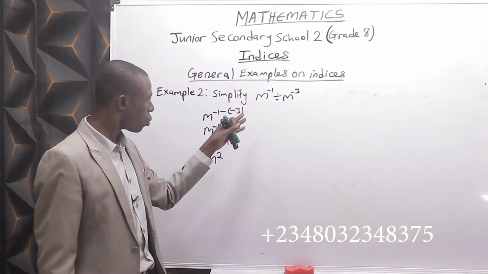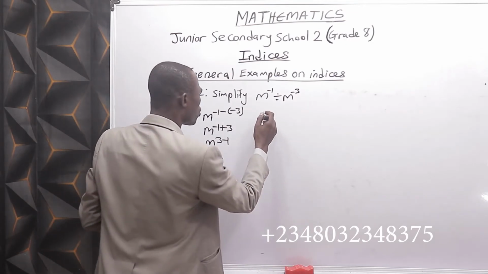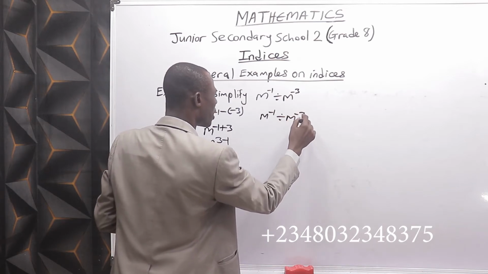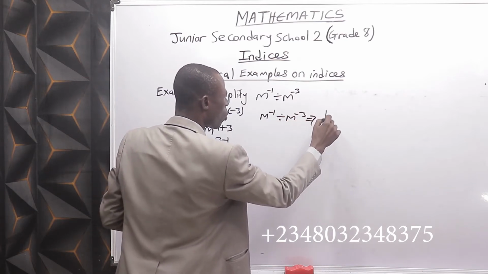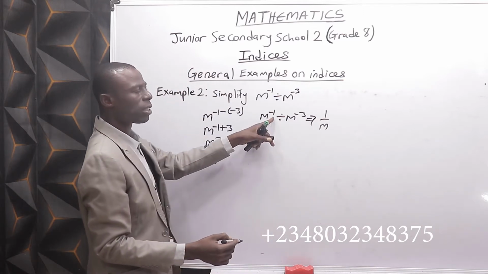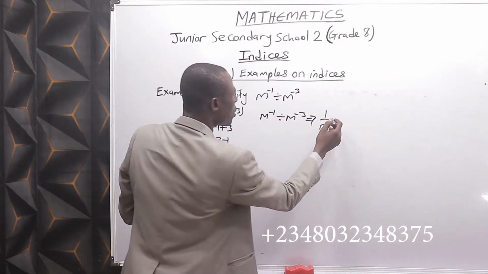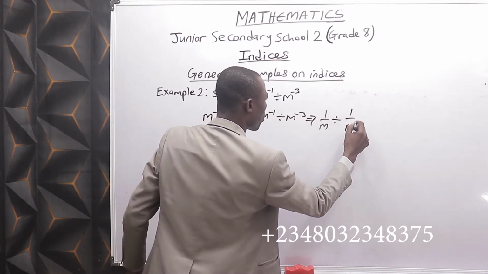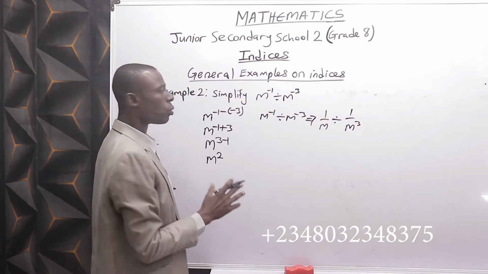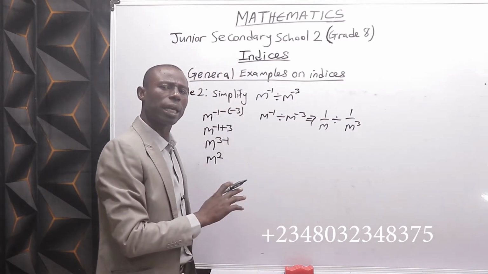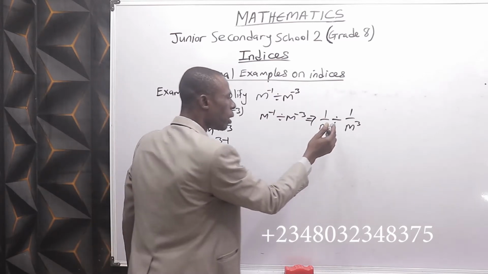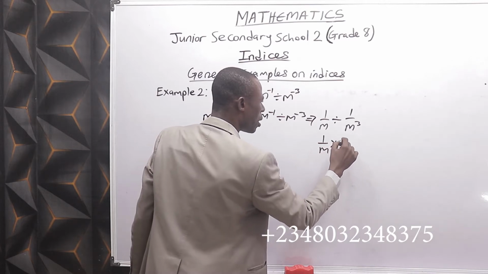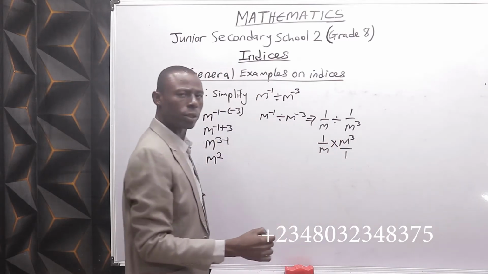The second approach to this same question is when you rewrite m raised to the power negative 1 divided by m raised to the power negative 3 using 1 over m. M raised to the power negative 1 is rewritten as 1 over m, divided by m raised to the power negative 3, which is rewritten as 1 over m raised to the power 3. I think this is not strange to you. So you can now apply the normal principle in division as 1 over m times m raised to the power 3 over 1. Do you understand?